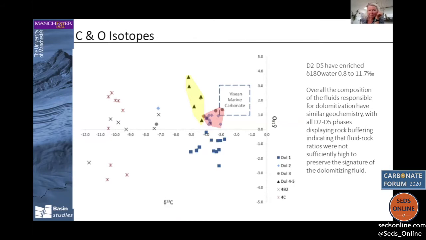Okay, thank you. They are highlighted in red and have very similar carbon signatures to the marine carbonate. The D4 and D5 cements are highlighted in yellow, and these also have a very similar signature, but slightly more enriched. Compared to the marine carbonates, all dolomite phases have an enriched delta 18O water. However, overall, it appears there's been rock buffering, indicating that the fluid rock ratios were sufficiently high to preserve the signature of the dolomitizing fluids.